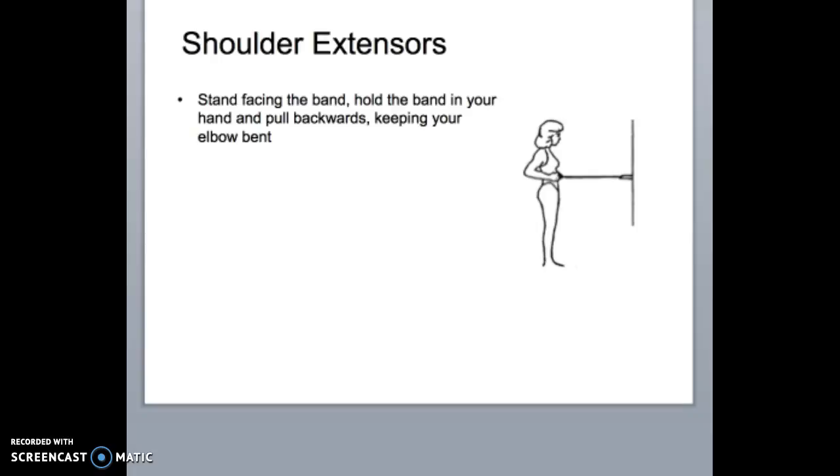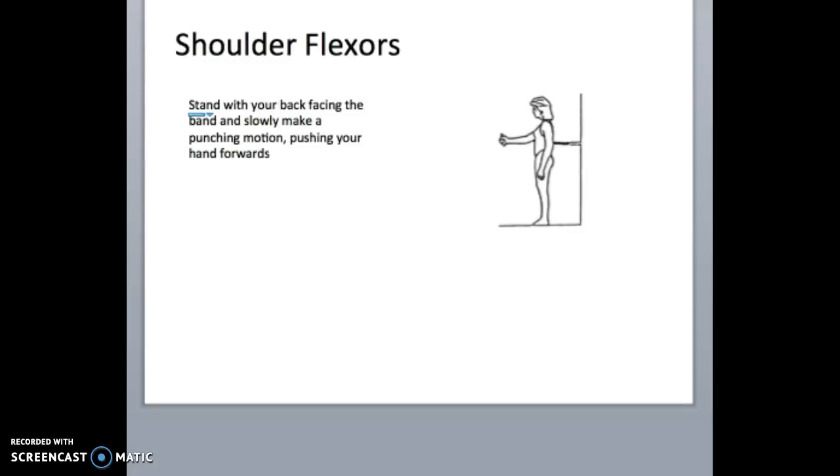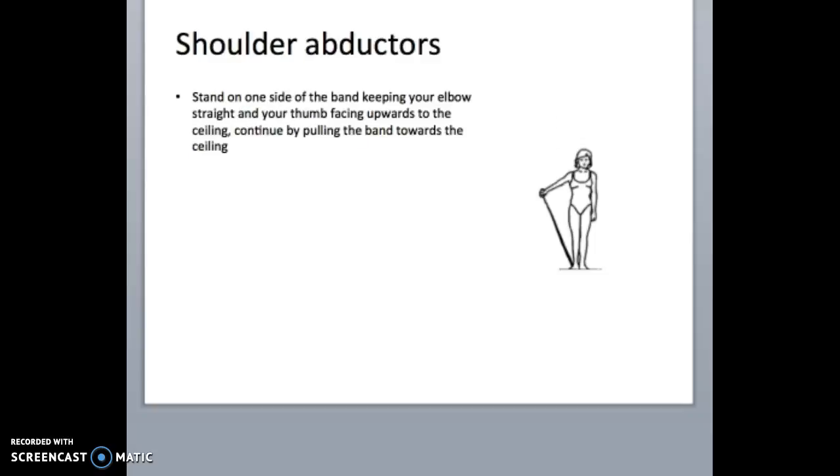Shoulder extensors. Standing facing the band, hold it with the affected arm. Pull it backwards, keeping your elbow bent. Slowly return to natural stance and repeat. Shoulder flexors. Stand with your back facing the band and hold it in your hand, pushing forwards in a punching motion. Return to natural position and repeat. Lastly, the shoulder abductors. Stand on one side of the band, keeping your elbow straight and your thumb facing up to the ceiling. Continue by pulling the band towards the ceiling and repeat.